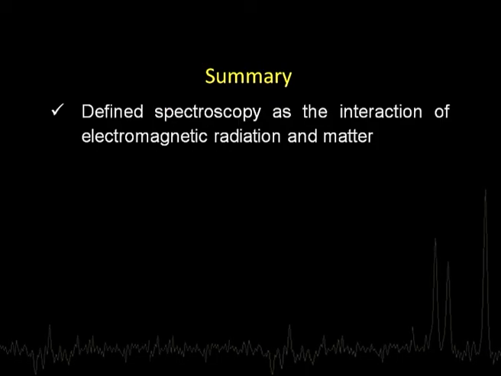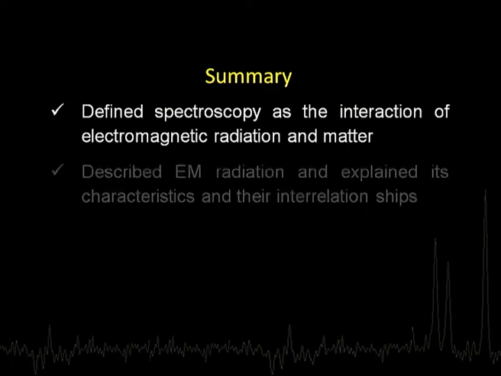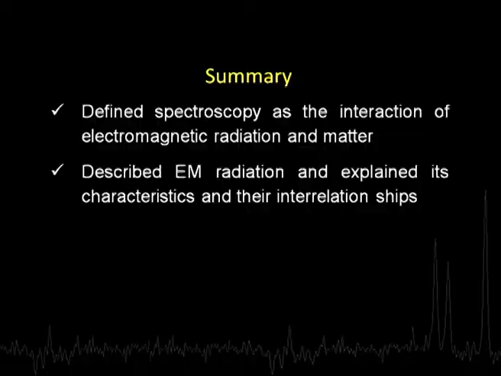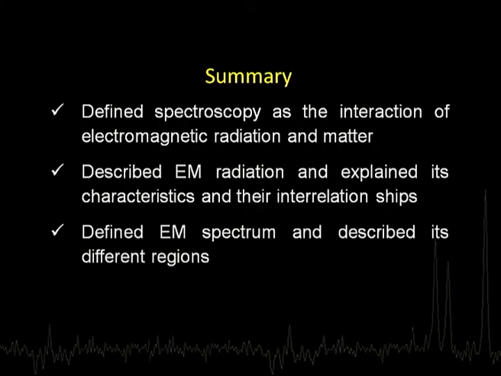Okay. Now, let us sum up what we have done today. We started by defining spectroscopy as the interaction of EM radiation and matter. Since it pertains to interaction of radiation and matter, we took up EM radiation, we described what EM radiation is, and then we explained different characteristics of EM radiation and also the interrelationships between them. That means, we talked about different characteristics like wavelength, wave number, frequency, etc., and how these things are interrelated to each other.